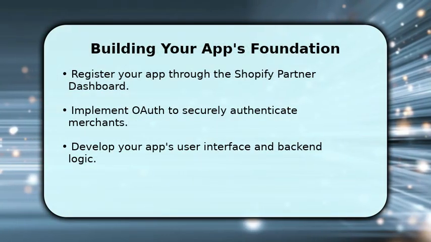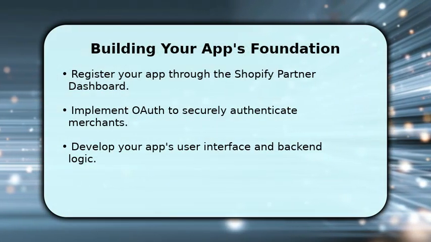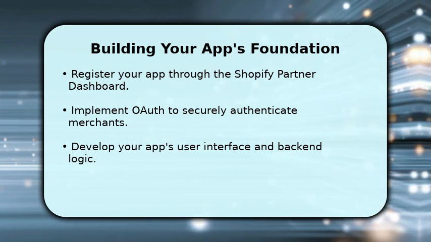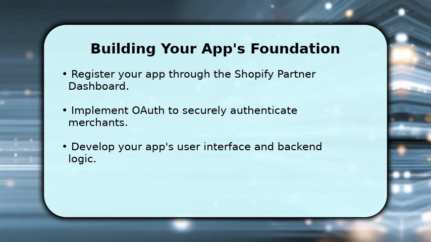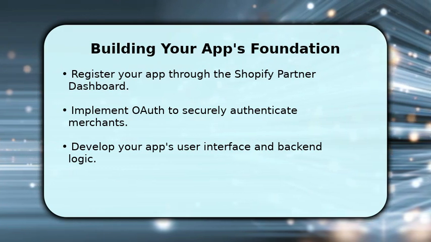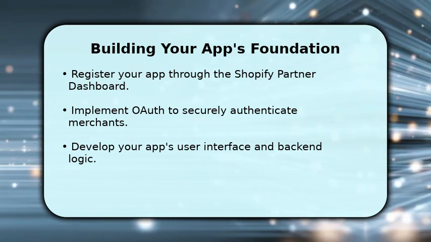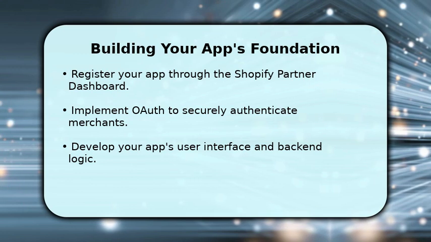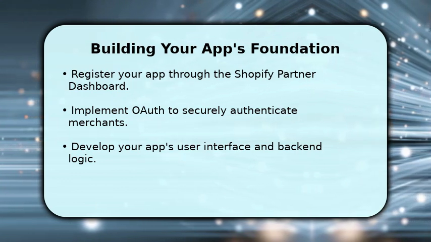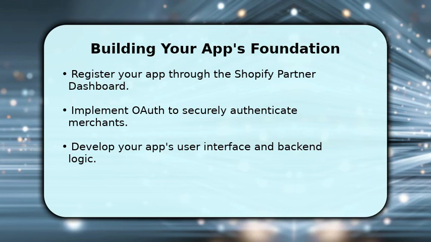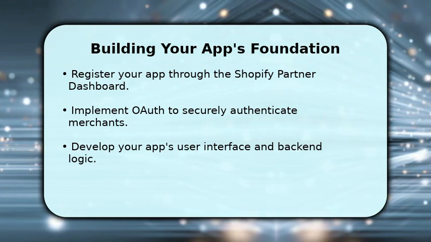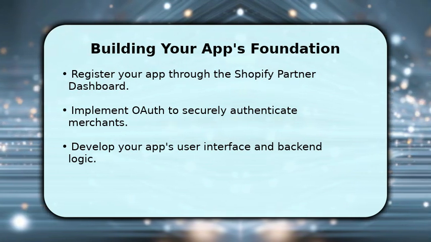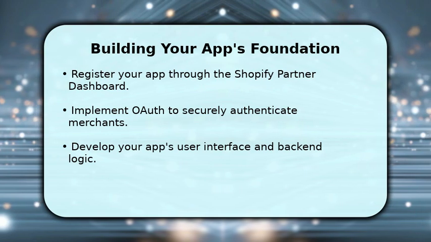Once your environment is ready, register your app in the Shopify Partner Dashboard to obtain API keys and secrets. This is a critical first step. Then, implement the OAuth authentication flow, which allows merchants to securely grant your app permission to access their store data. Concurrently, begin developing your app's core functionality, including its user interface and the backend logic that processes data and interacts with Shopify's APIs. This forms the operational heart of your application.